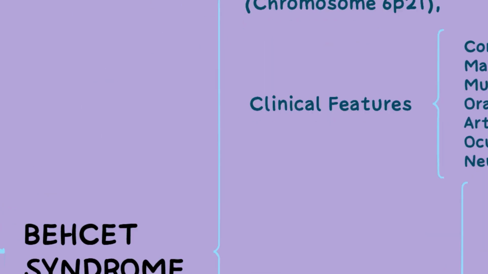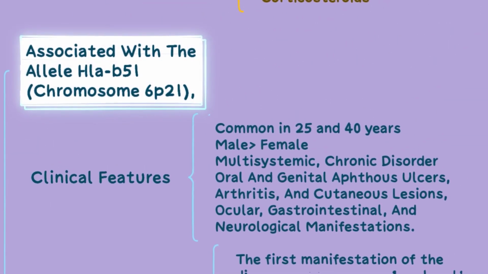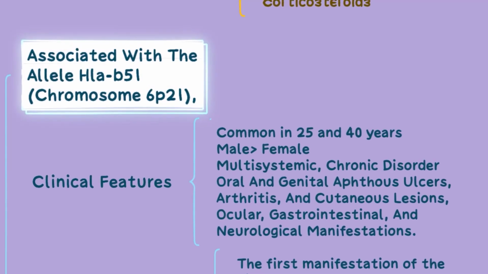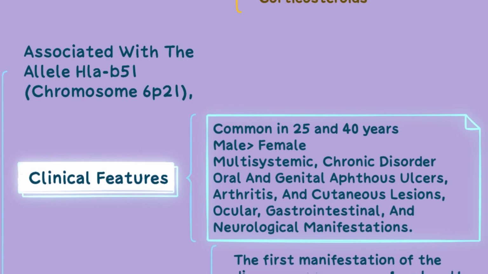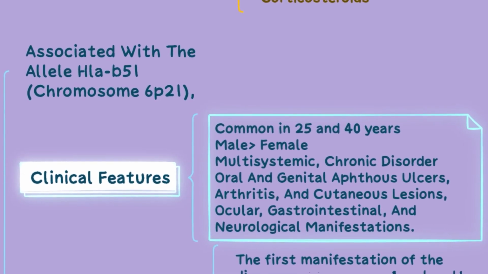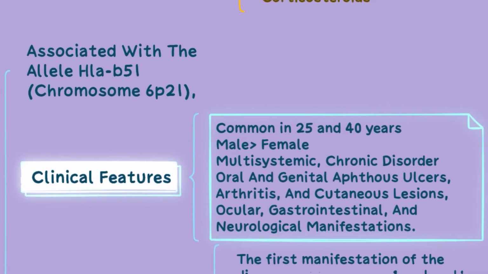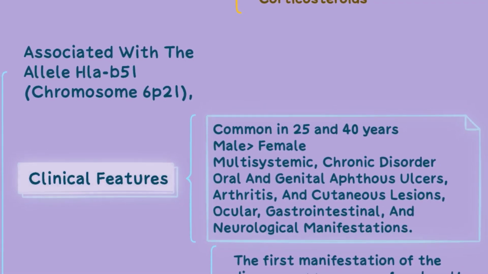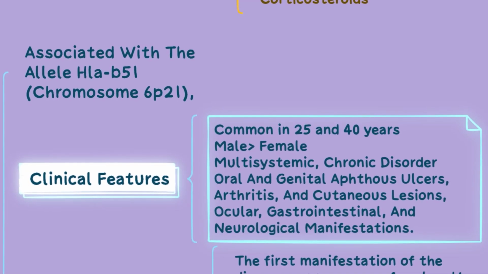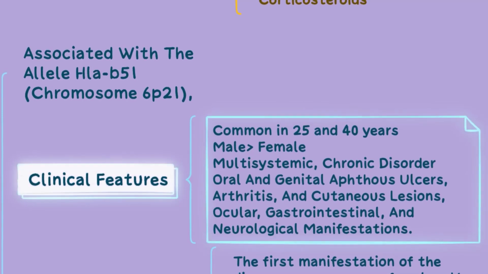The next condition we will see is Behçet's syndrome, which is associated with the HLA-B51 allele on chromosome 6p21. It is more commonly observed in individuals between the ages of 25 and 40, with a higher prevalence in males compared to females. The disease involves multiple symptoms and may present with oral and genital ulcers, arthritis, skin lesions, ocular involvement, gastrointestinal manifestations, and neurological symptoms.